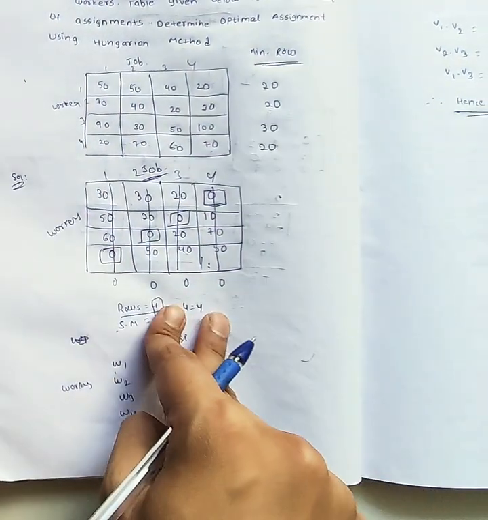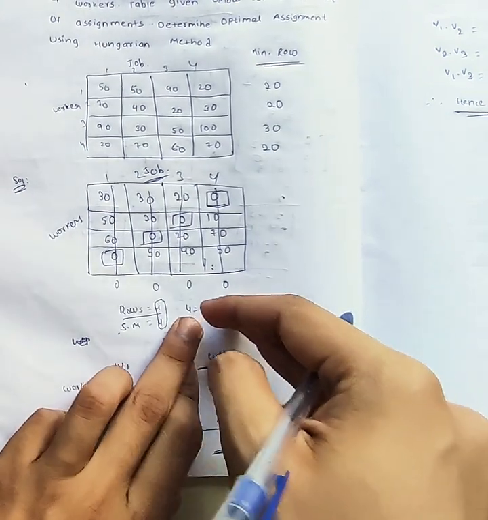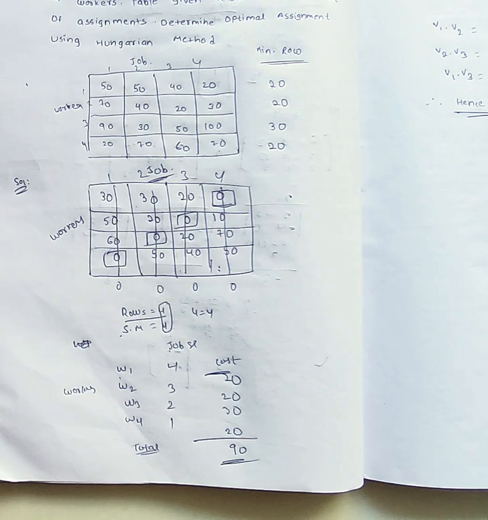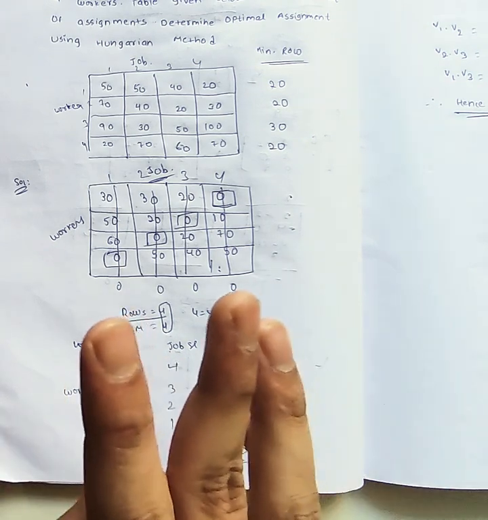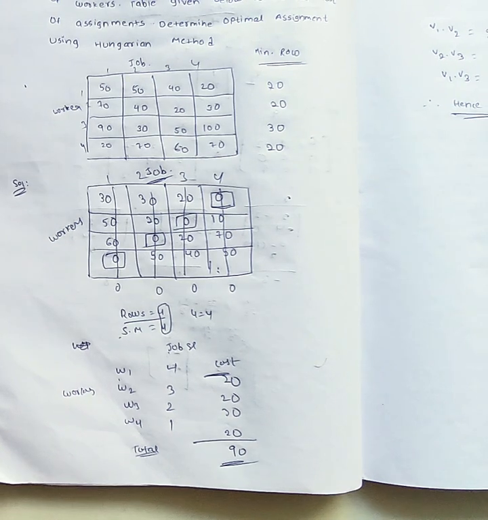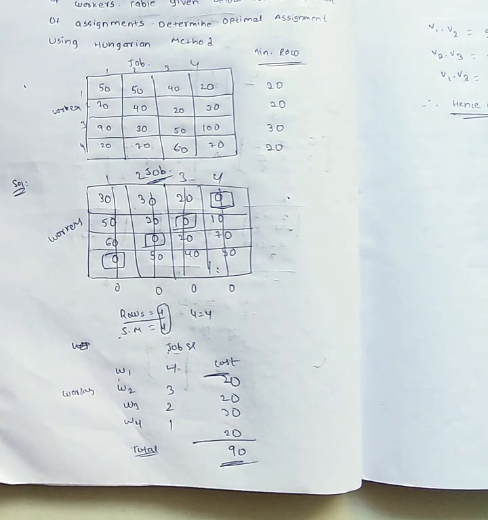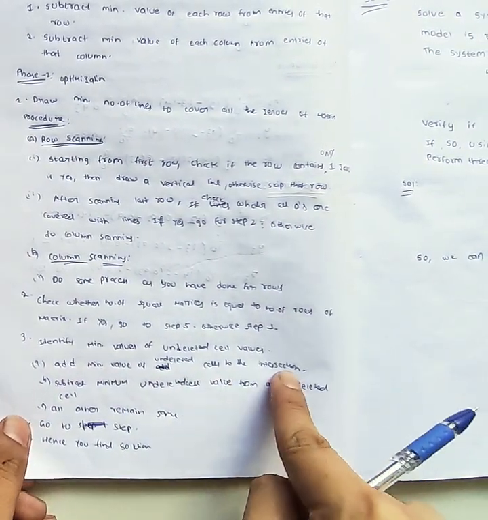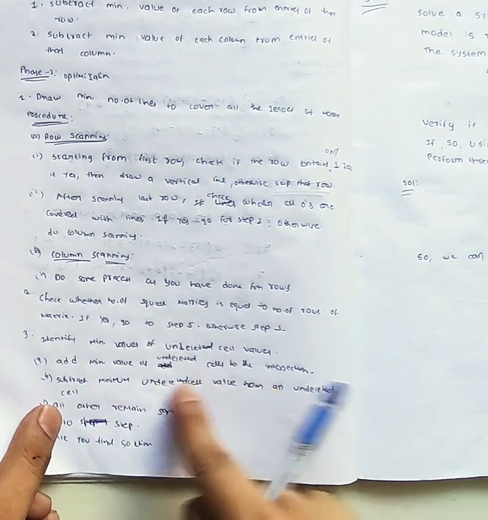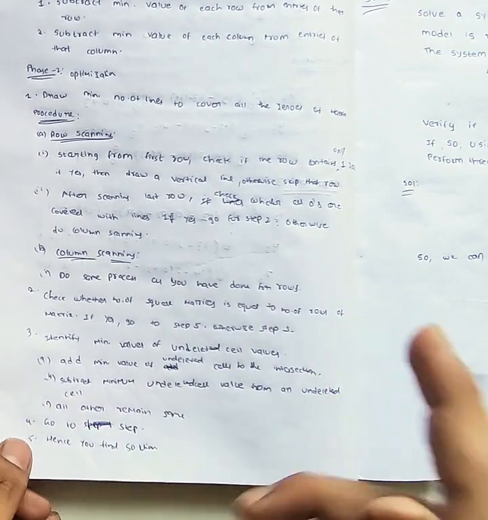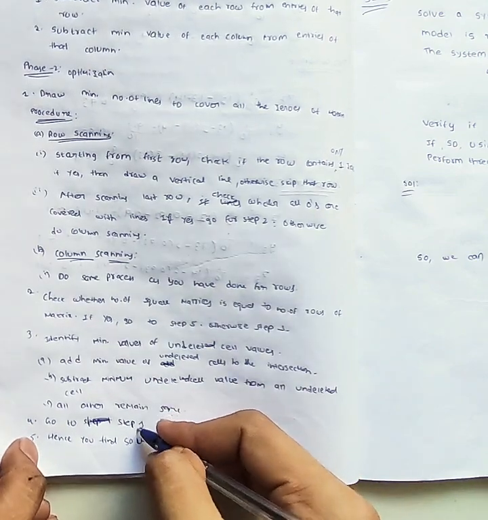If these are not equal, then we will get some undeleted elements. In those elements, you have to see what the minimum value is. The rule is: add the minimum value of undeleted cells at the intersections, and subtract the minimum undeleted value from the undeleted cells, and all others remain the same. Then go to step 1.